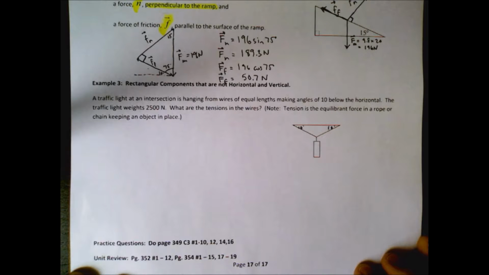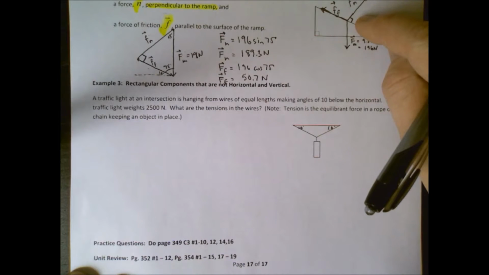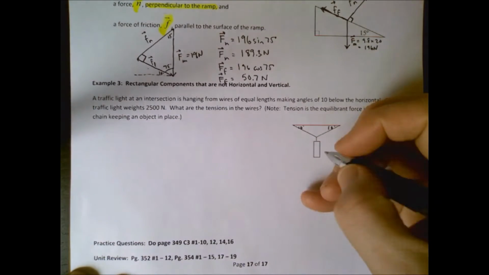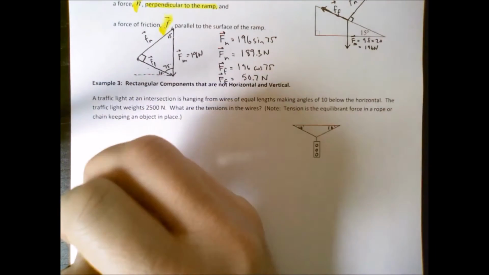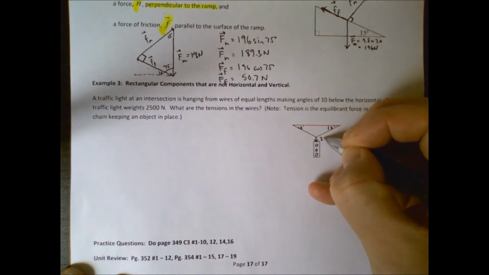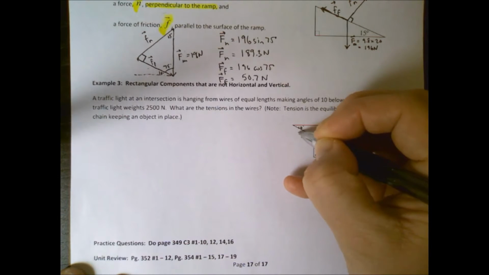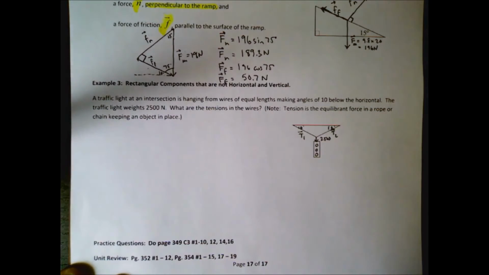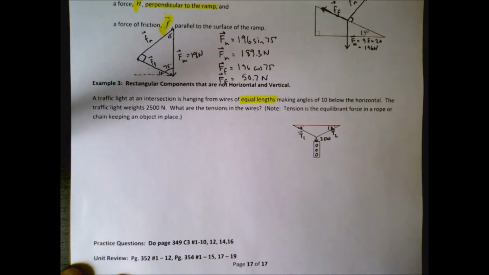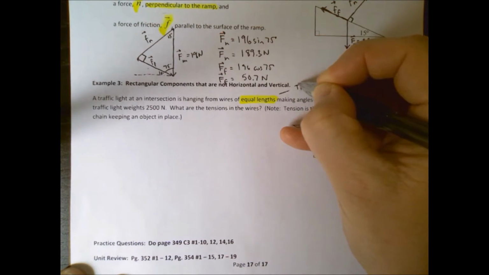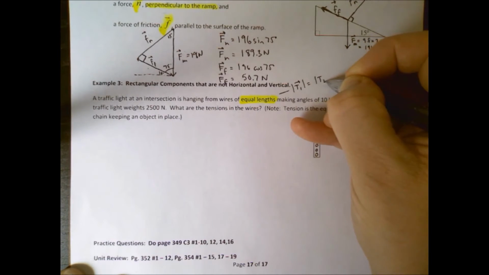What are the tensions on the wires? Note, the tension is an equilibrium force in a rope or a chain keeping the object in place. Again, same thing as here, right? My wheelchair is not moving, so same thing here. The traffic light is not moving either. So how do I do this? Again, I'm going to redraw my vectors just like I did before. So this is going to be 2,500. Let's call this tension 1, tension 2. What I want to know is the tension on the wire. And because they're at equal lengths, now sometimes they won't be, but because they're at equal lengths, I know that the magnitude of T1 is equal to the magnitude of T2.